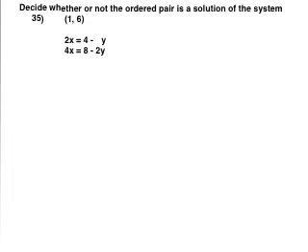Number 35. Decide whether or not the ordered pair is a solution of the system. Our ordered pair is 1, 6. So all we do is substitute the 1 for the x's and the 6 for the y's and see if it works in both equations. So we'll do this one first.